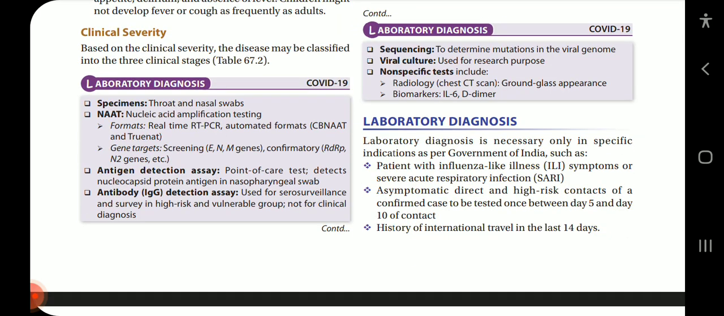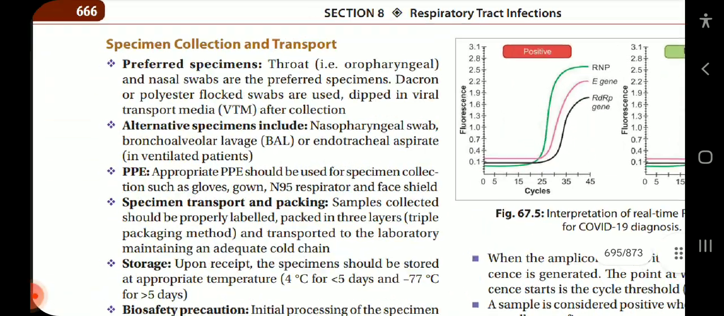Lab diagnosis is necessary only in specific indications as per the Government of India, such as patients with influenza-like illness (ILI) and symptoms or severe acute respiratory infection (SARI). Asymptomatic direct and high-risk contacts of a confirmed case are to be tested once between day 5 and day 10 of the contact. Another indication is a history of international travel in the last 14 days.